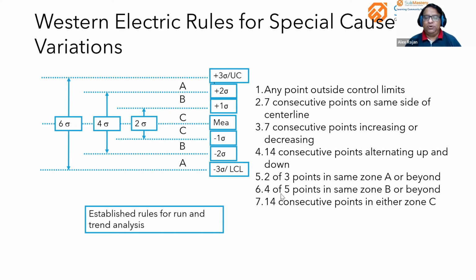Out of 5 consecutive points, 4 points are beyond 1 sigma level, that is, between -1 and -3 sigma or +1 and +3 sigma. We see the B zone and the A zone. Then we say there is a special cause variation. 14 consecutive points in the C zone is also a special cause variation in the process.